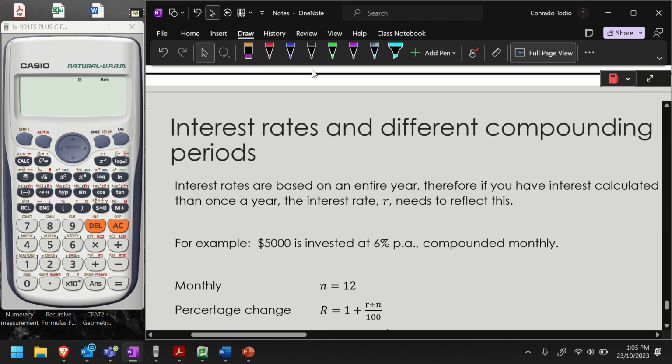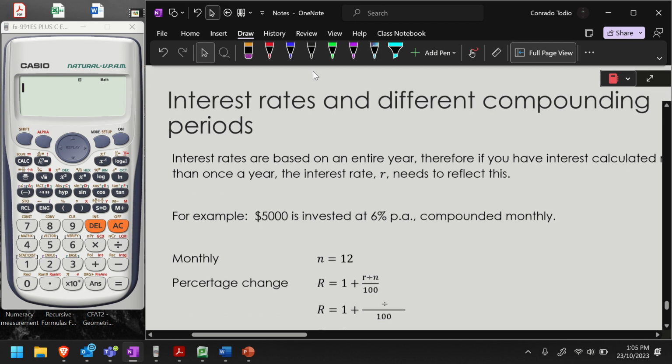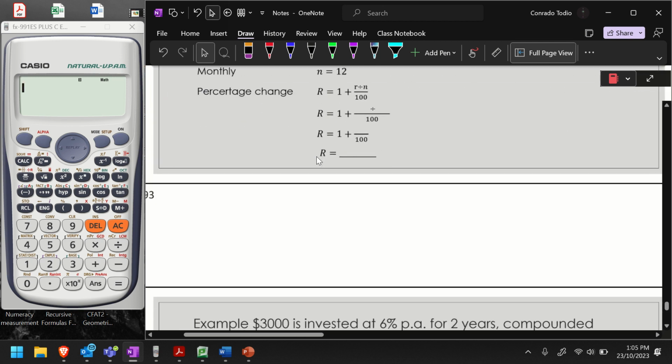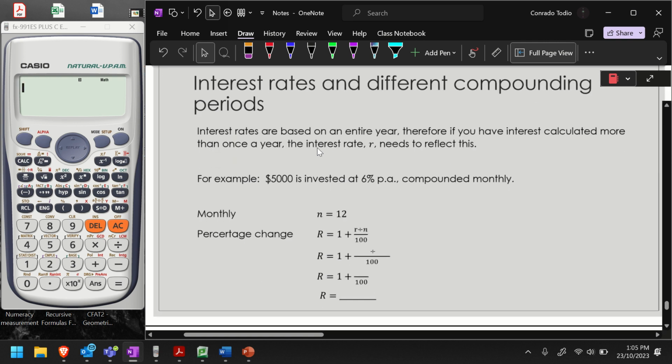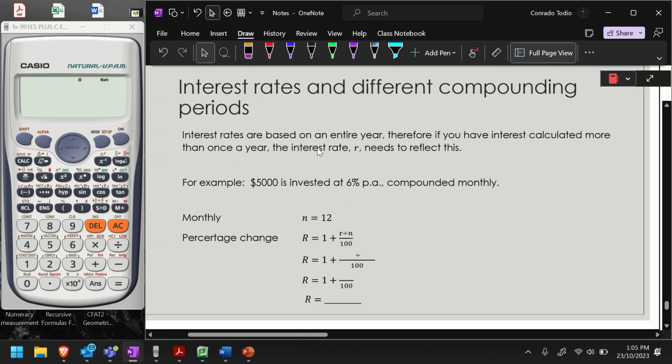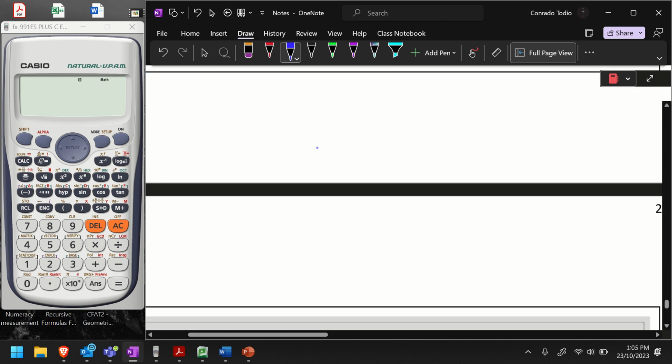All right, so how do we then make sense of this? Because what you need to do is you still need to find the value of R in these questions. Now, there's a slight difference with this. So let's go to the next slide when we're looking for the value of R. Interest rates are based on an entire year, like I mentioned, and therefore your interest is calculated over the year, but sometimes you'll have more than one compound in that year. It could be monthly, it could be weekly, it could be daily. Okay, and that's when you refer to this here.